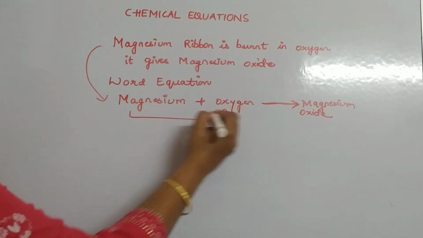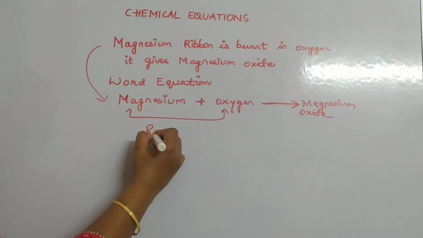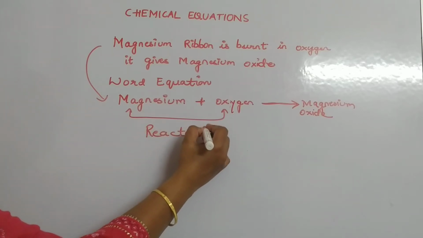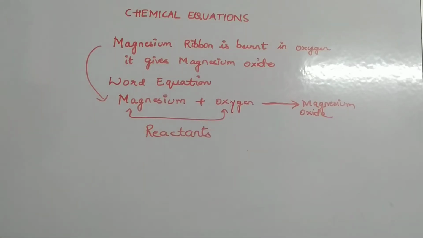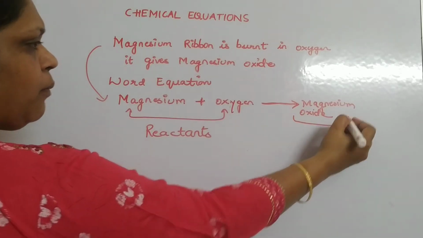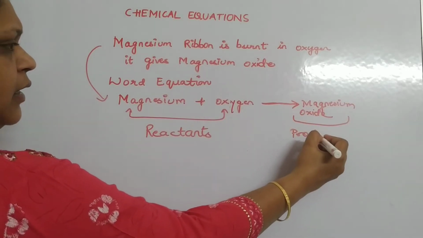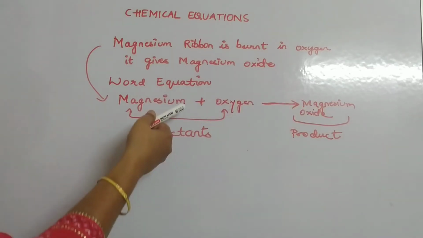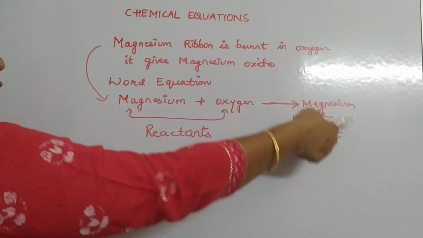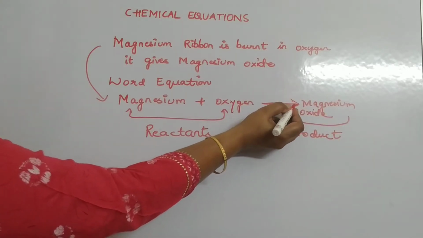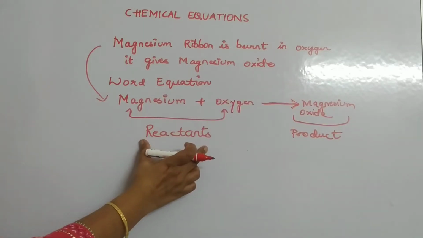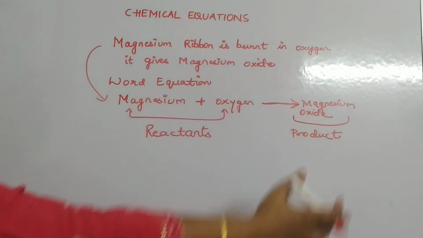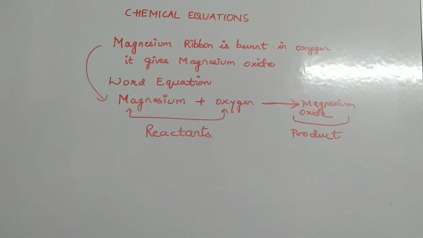These two substances that we have taken initially are called reactants. What are they called? Reactants. And the new substance which is formed out of the reactants is called a product, which has entirely different properties from that of a reactant. And the arrow is showing you the direction that these two are giving a new product. That's why you can see the arrowhead is like that. Means these two reactants are giving a new product called magnesium oxide.